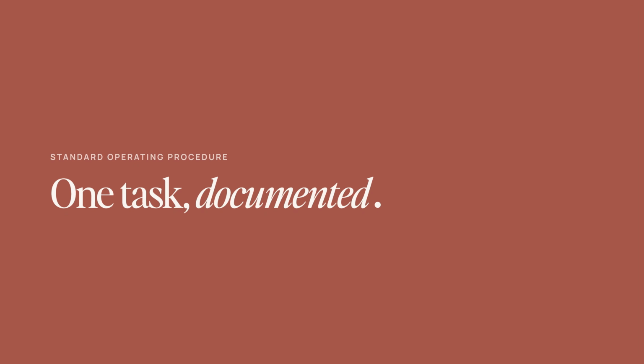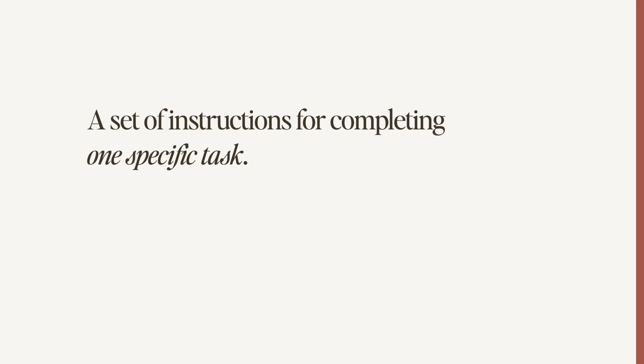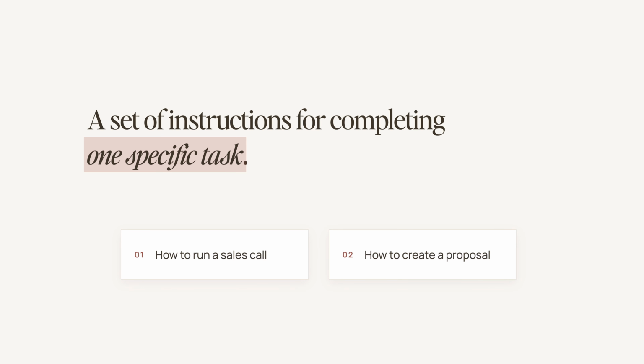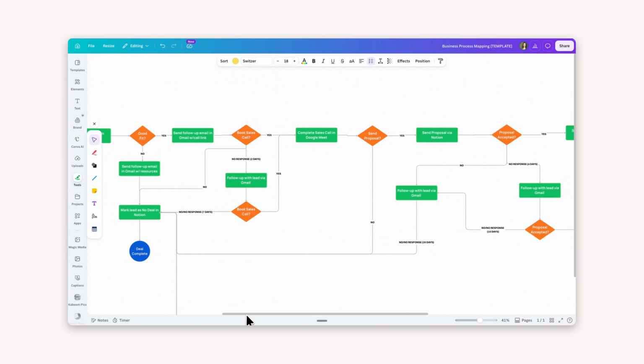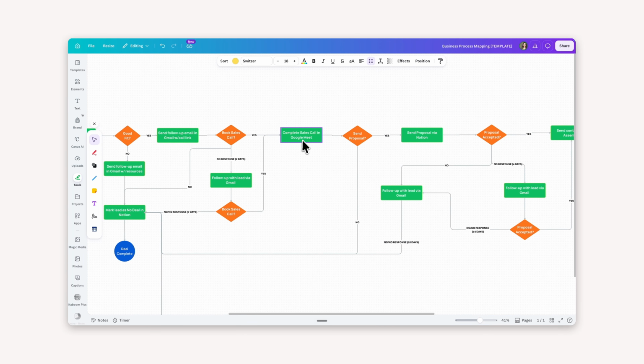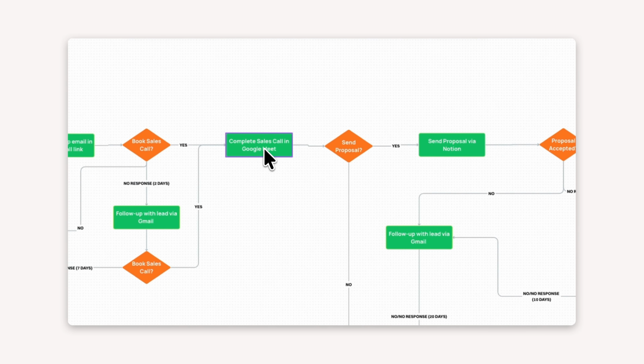Standard operating procedures are a set of instructions that show you how to complete one specific task within your business process map. If we look at my sales process map here, I might have a standard operating procedure or SOP for completing a sales call. I might have another one for creating a proposal.